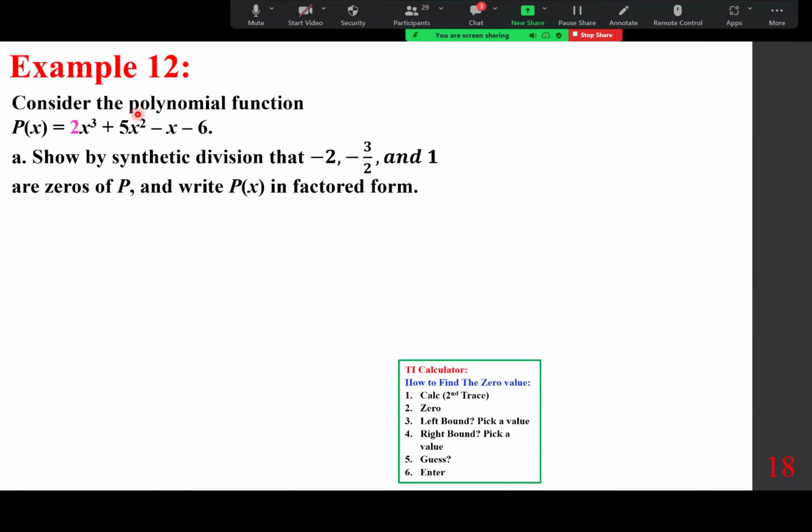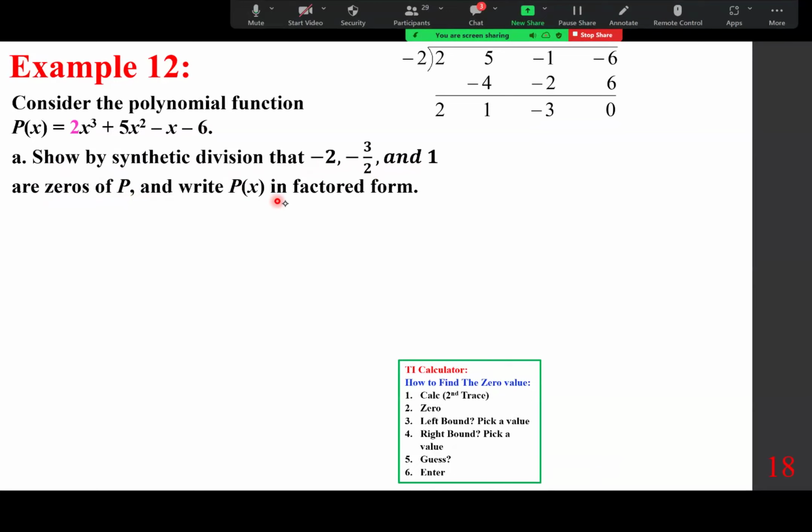Example 2. Consider the polynomial function p of x equals 2x cubed plus 5x squared minus x minus 6. Show by synthetic division that -2, -3 halves, and 1 are zeros of p, and write p of x in factored form. You can do it by factor theorem. They want us to do it by synthetic division. We do it pretty fast.